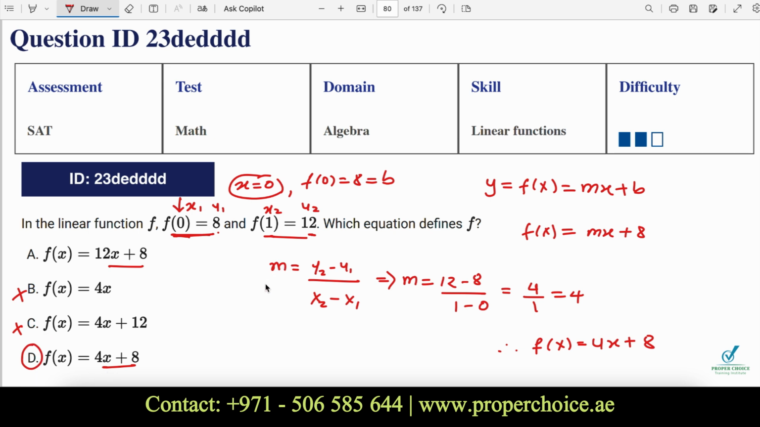Or you can also check by putting the value of x as 1, and you should get an answer of 12. You can do it either way, okay? It's not necessary to create an equation and solve. When x is 0, I am getting an answer of 8, so for sure A or D. When x is 1, you should get 12. When you put x as 1 here, 12 times 1 is 12 plus 8, which gives me 20, which is wrong. So definitely D is the answer. As I say, there are multiple ways to solve, and depending on how comfortable you are, you can solve it.